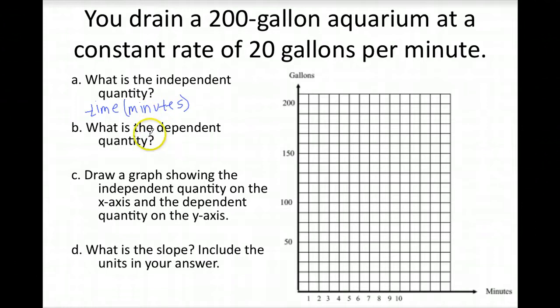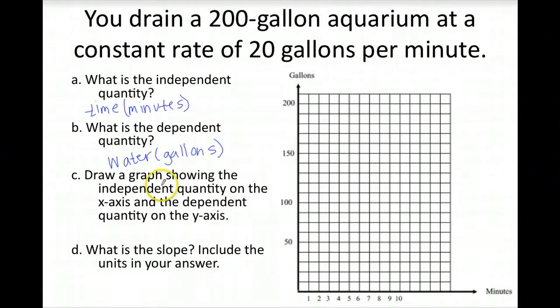Now, the quantity that's dependent on the time is how much we drain. So it's that water that we're draining out, which our units here are in gallons. So the amount of water drained from the aquarium is dependent on how much time has elapsed while it is being drained.